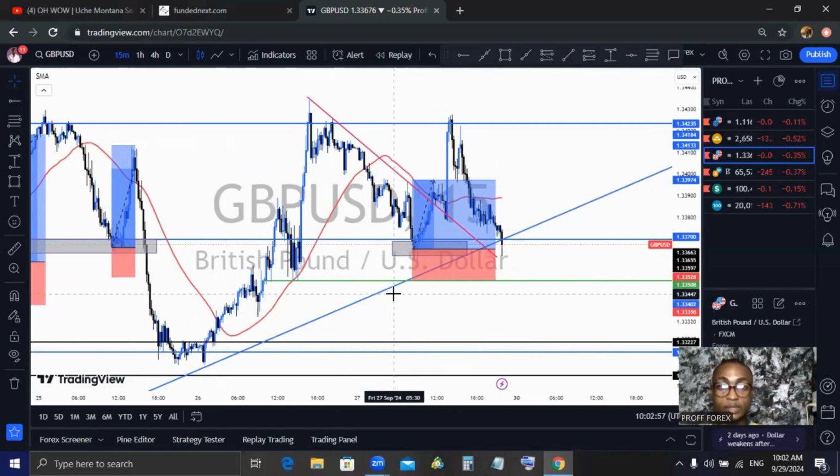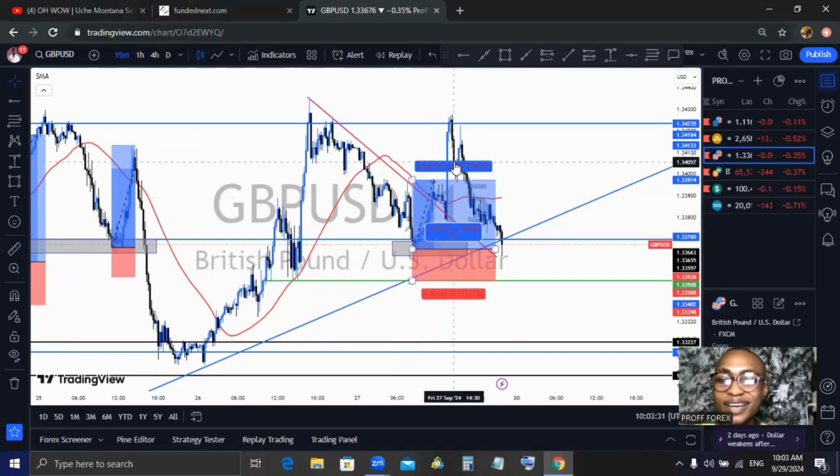So immediately we come to that zone. Immediately we come to this zone, I took an entry and I closed out. So this was how our day went.